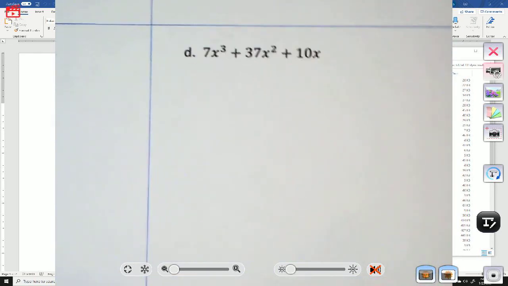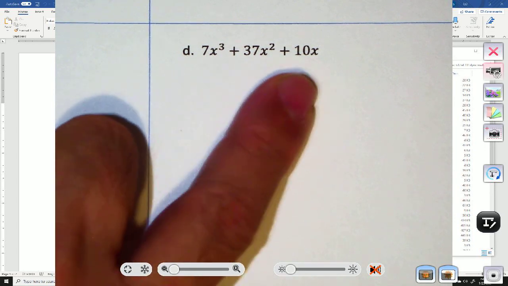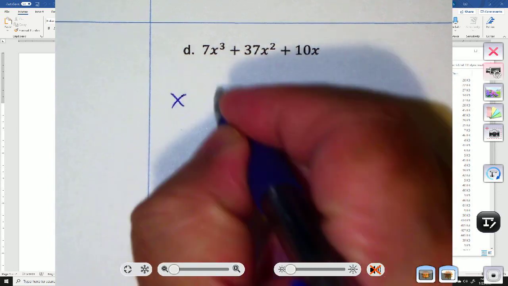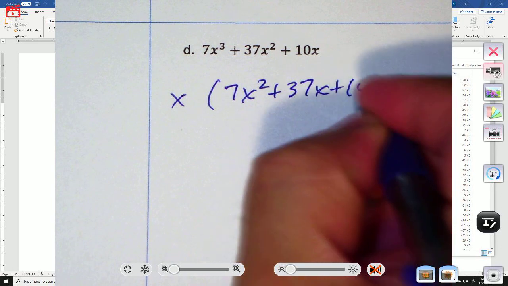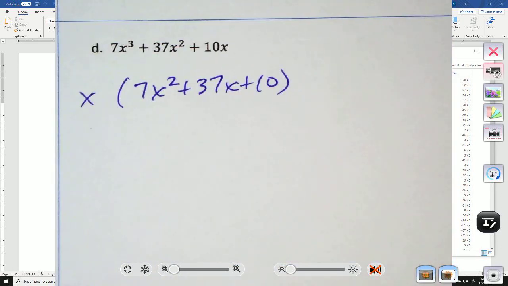So look, there's a weird combination of x's there. So there's too many x's. I got to take one of those x's out. Take the x out. That's going to give me 7x squared plus 37x plus 10. Alright, that's what we got. Now we're going to factor that.